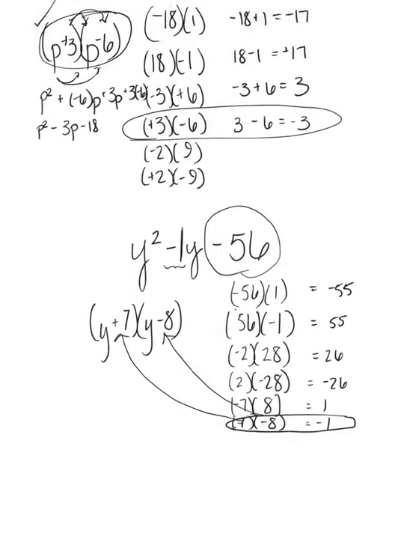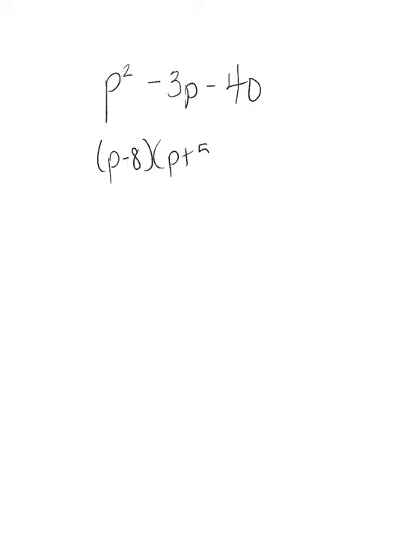Let's do one more on your own, and then I think you're good to go. Let's do p squared minus 3p minus 40. And what do you get? Hopefully you got p minus 8 times the quantity p plus 5. Remember that you could have also had this written as p plus 5 times p minus 8.